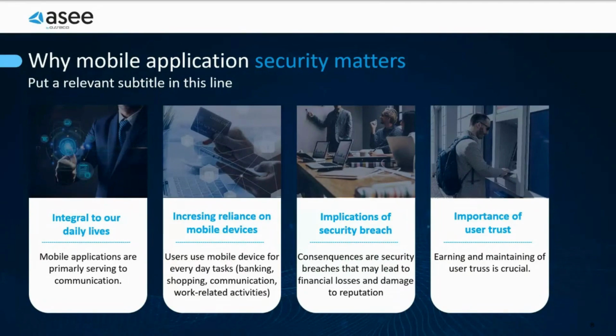Second one is increasing reliance on mobile devices. There is an increasing reliance on mobile devices for everyday tasks, and users depend on them for banking, shopping, communication, and work-related activities. Third one is implications of security breach. Security breaches can have huge consequences, and they may result in financial losses, damage to reputation, and legal consequences for individuals, but also for businesses.